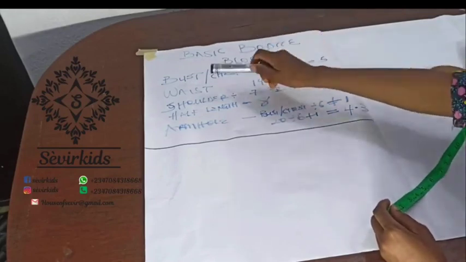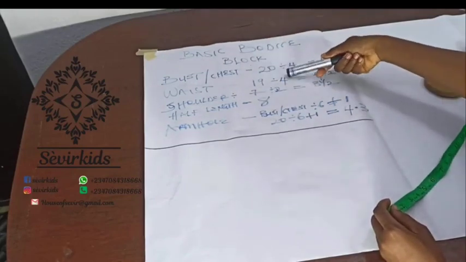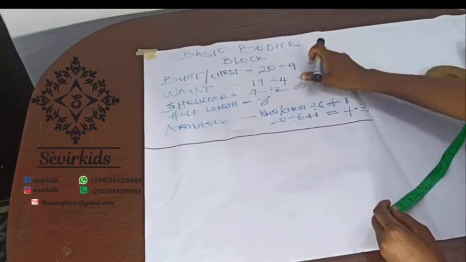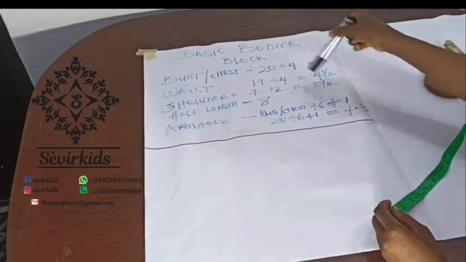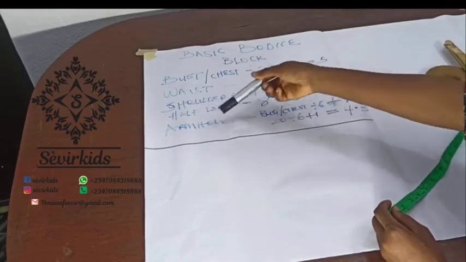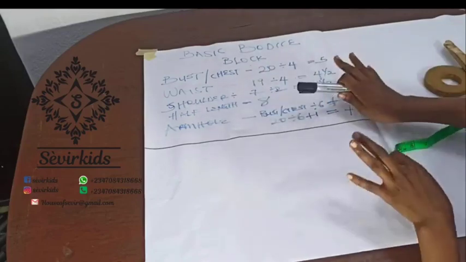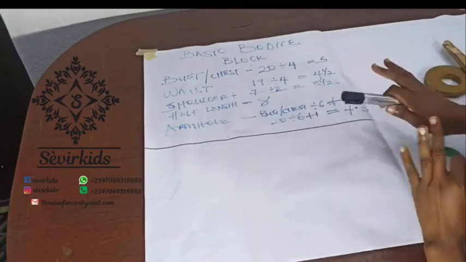Then divided by 4. The waist is 19. We have divided by 4. This measurement is for a year measurement. The shoulder is 7. We divided it by 2. We have 3.5. We have our half length to be 8. Then our armhole. I use this measurement. I don't use this formula for my armhole.